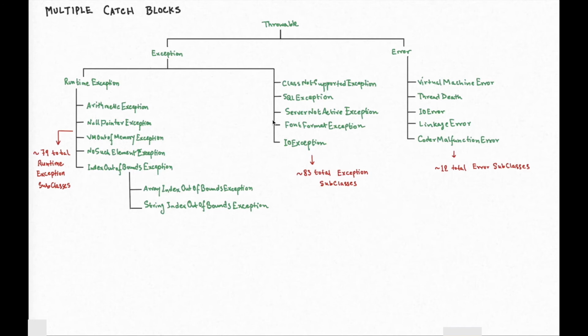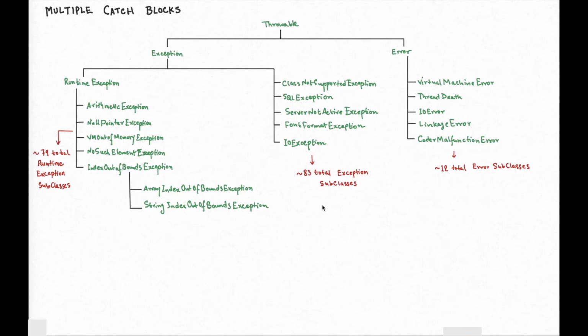And just to reiterate, this part is checked exceptions. All 83 of these together are checked exceptions except runtime. Everything under runtime and runtime itself is considered to be unchecked exception. Errors are also unchecked exceptions. So this is the only part that is checked exceptions.